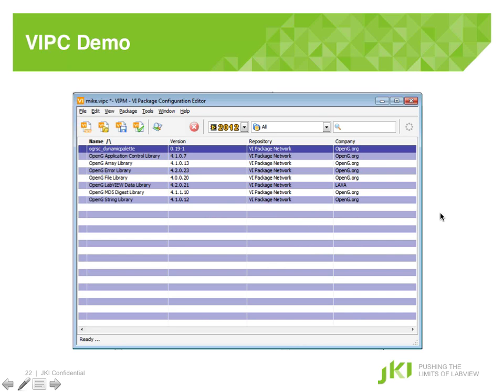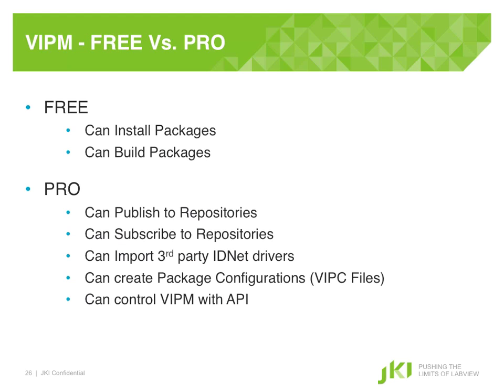So that concludes the overview of VIPM. Hopefully I've given you some ideas of how you can use VIPM in your company and how VIPM is useful to you. There are two versions of VIPM, a free and a pro. In the free version, you can install packages. You can build packages freely. In the pro version, you can publish to repositories. You can subscribe to repositories.